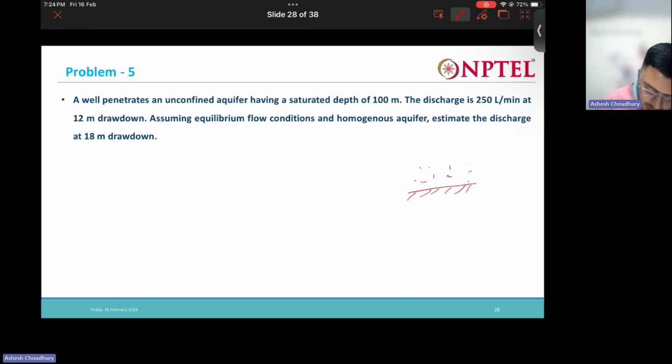Okay, so here we have a well. Say this is the soil surface. We have a well. The saturated depth is given, so we are pumping out water and this saturated depth is 100 meters. The discharge that is coming out from the well is 250 liters per minute at a 12 meter drawdown.